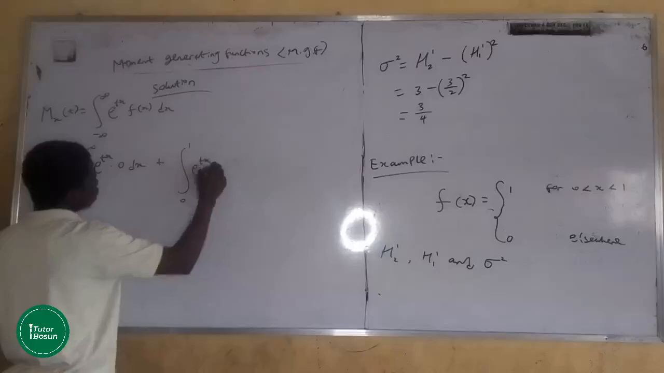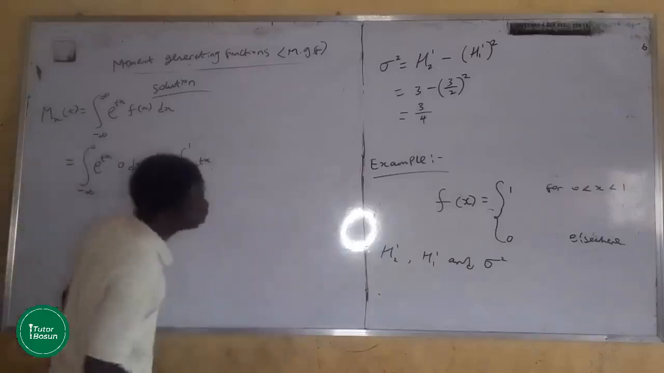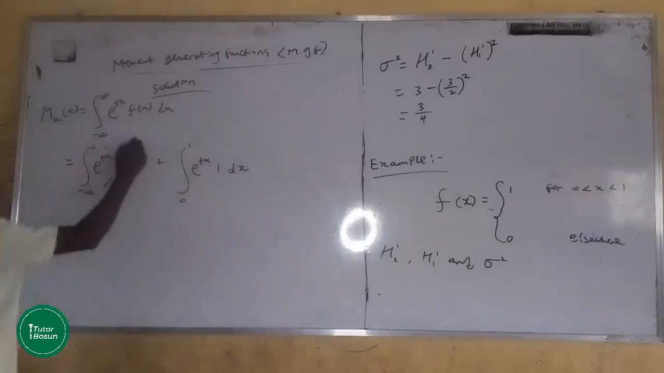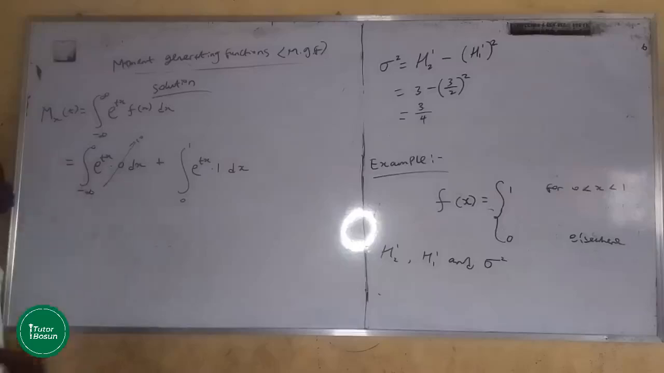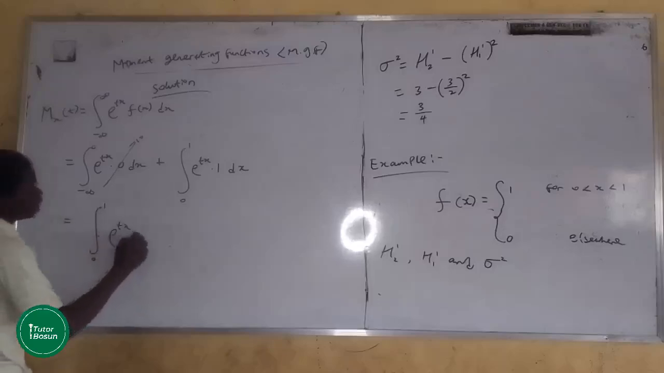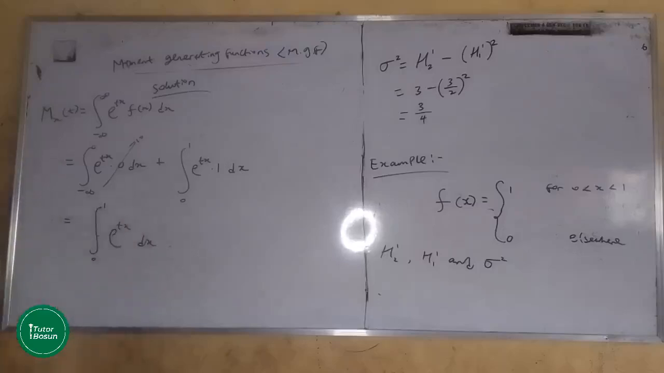Exponential tx times the f of x for that range, which is 1, times 1. The integration of 0 will give you 0, so this becomes 0. We are left with 0 to 1 of exponential tx dx.